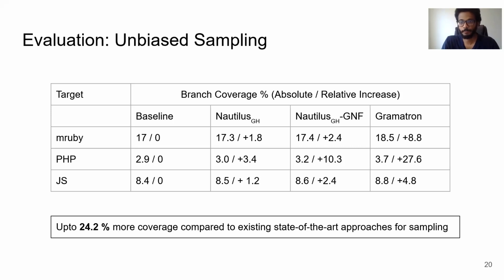For our evaluation, we compared against Nautilus, a state-of-the-art grammar-aware fuzzer that uses probabilistic sampling to generate larger inputs and also localized mutations, small-scale mutations on top of parse trees. First, we evaluated whether Gramatron performs unbiased sampling as compared to other approaches by using branch coverage as a proxy metric. We see that it's able to uncover up to 24.2% more coverage compared to other existing state-of-the-art approaches, showing that it is able to generate higher diversity inputs corresponding to richer semantics.